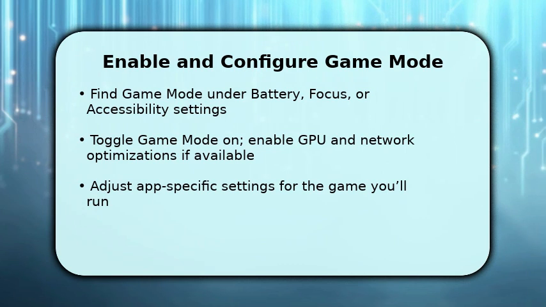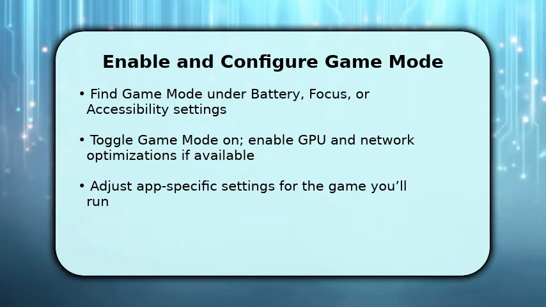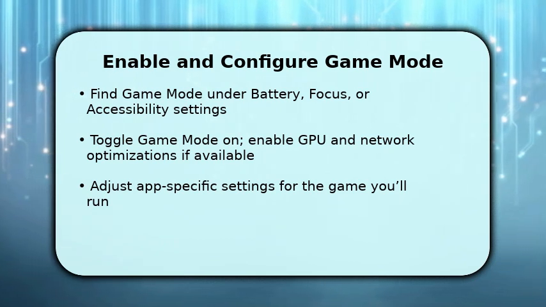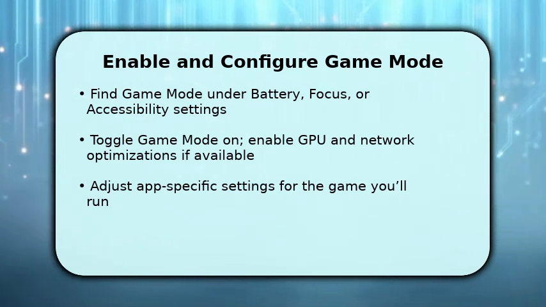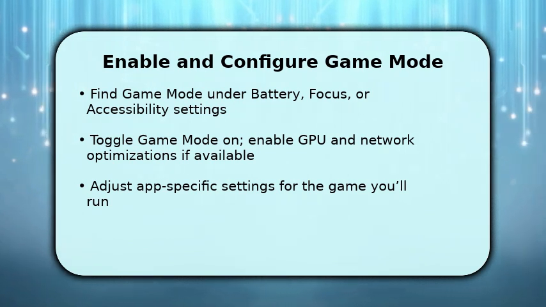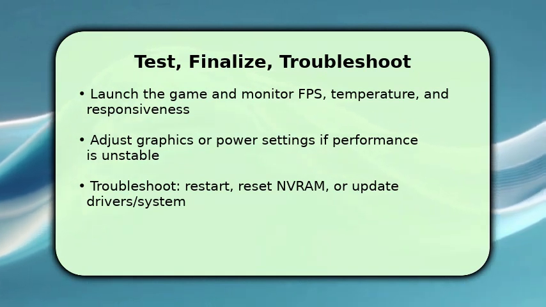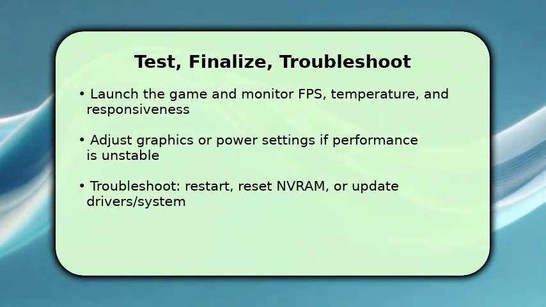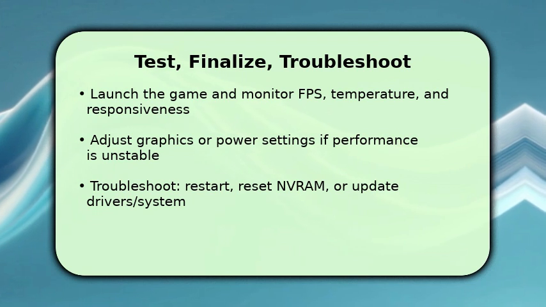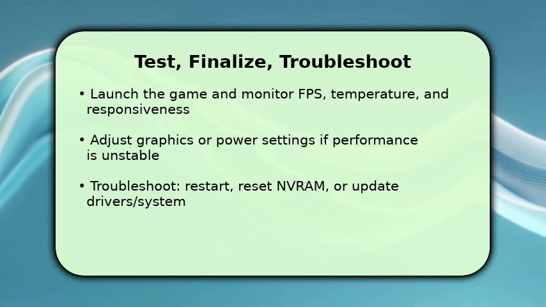Next, add your game to any app-specific list so the system applies optimizations only when needed. This preserves battery and keeps performance focused during play. You finish by launching the game and observing FPS, responsiveness, and temperatures, because real behavior confirms settings worked. If performance lags, make incremental adjustments to graphics or power preferences and test again. Once satisfied, lock those settings for future sessions.